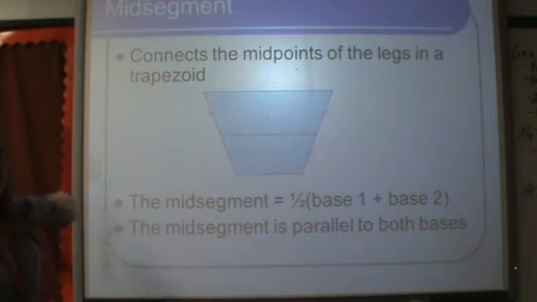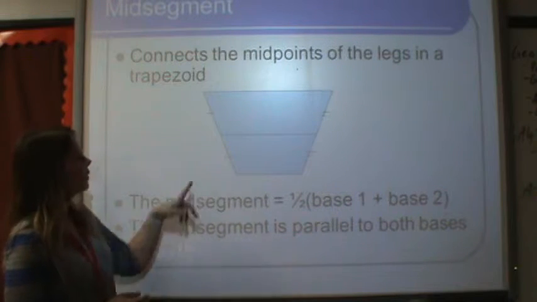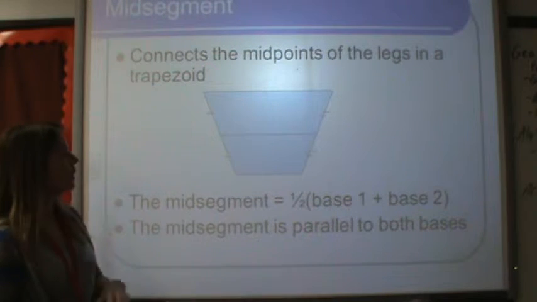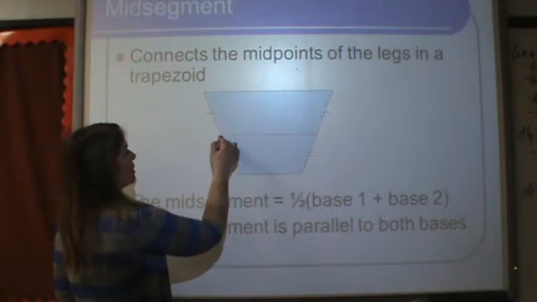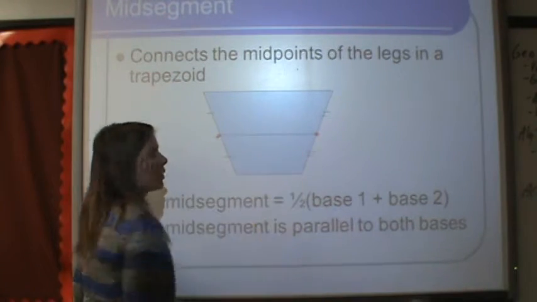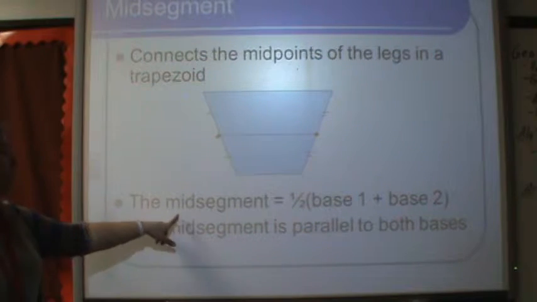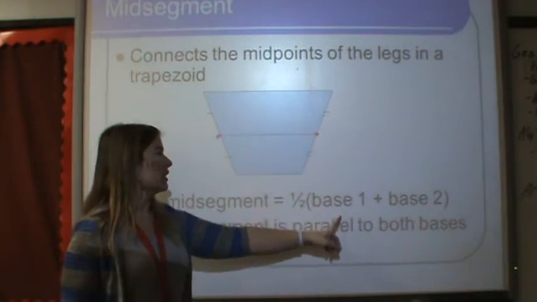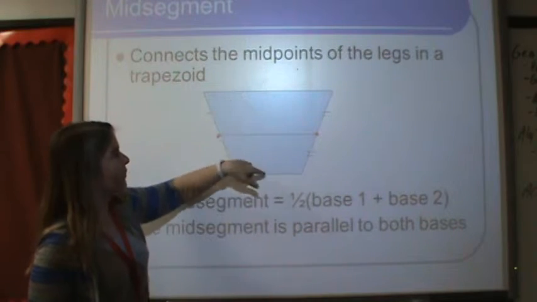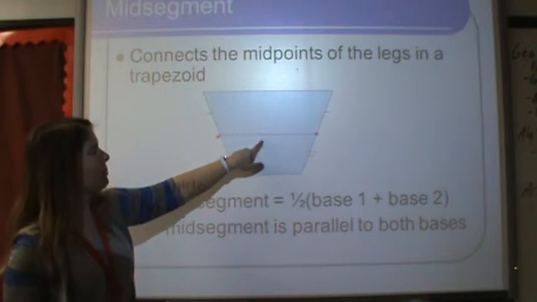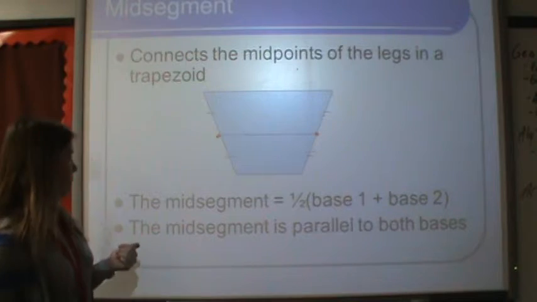We've talked about mid-segment before in a triangle. We do have a mid-segment in a trapezoid, and this is going to be true in any trapezoid, just as long as we have the segment that connects the midpoints of your legs. The mid-segment equals 1/2 times base 1 plus base 2. So you basically take your two bases, add them together, divide by 2. That will give you the measure of that mid-segment.